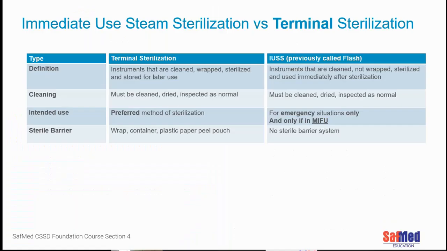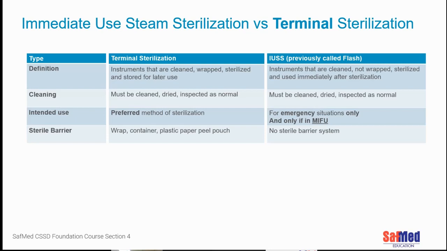Those of you that have done the CSSD course would have seen this slide, and this slide talks to the difference between immediate use steam sterilization versus terminal sterilization. So, of course, terminal sterilization is where instruments are cleaned, wrapped, sterilized, and stored for later use. They still need to be cleaned, they must be dried, they must be inspected as normal. It is the preferred method of sterilization, and devices and instruments are wrapped or put in some form of sterile barrier system like a container and sterilized.